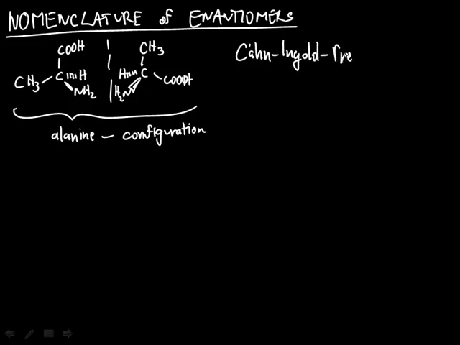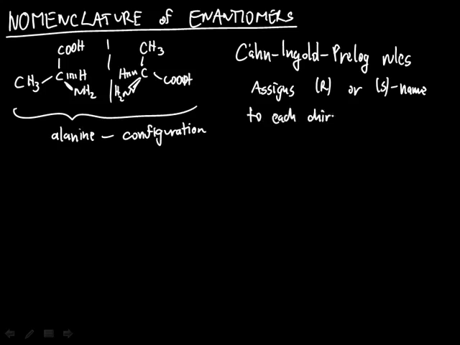Now, to name the enantiomers, we use the so-called Cahn-Ingold-Prelog rules, which are named after three chemists that established this nomenclature. And this nomenclature assigns the so-called R or S name to each chiral carbon, and then appends those names to the beginning of the molecule's name to indicate chirality.